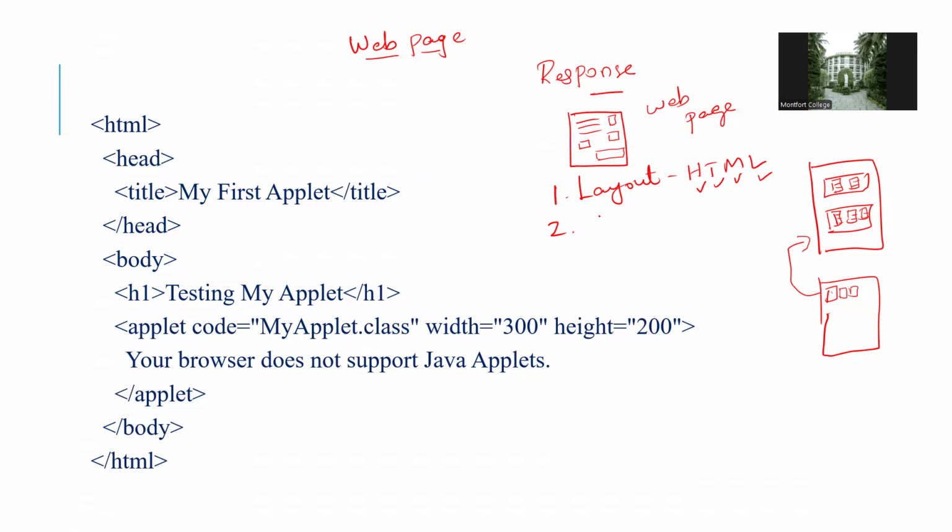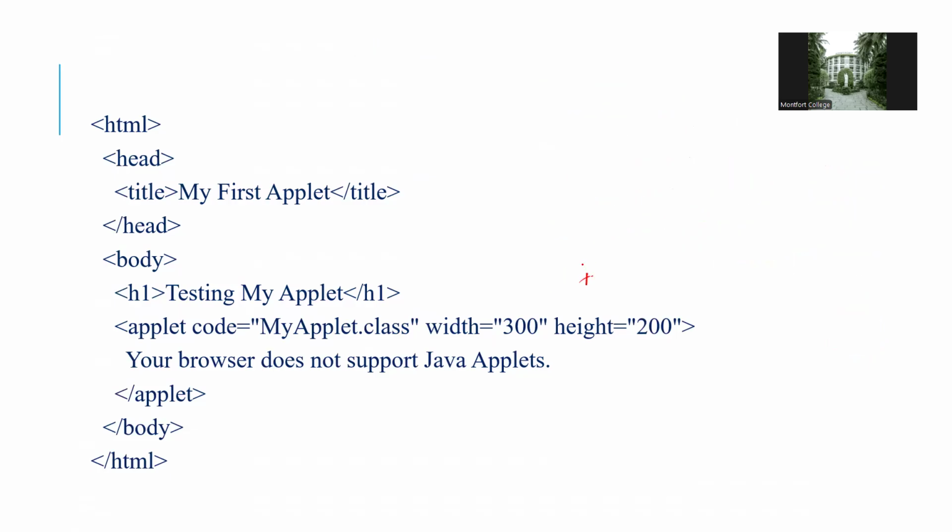Secondly, for design and all, we have something called CSS. CSS means cascading style sheet. Okay, with the cascading style sheet, we design the web page. Okay, first layout, then designing. Third one, functionality.